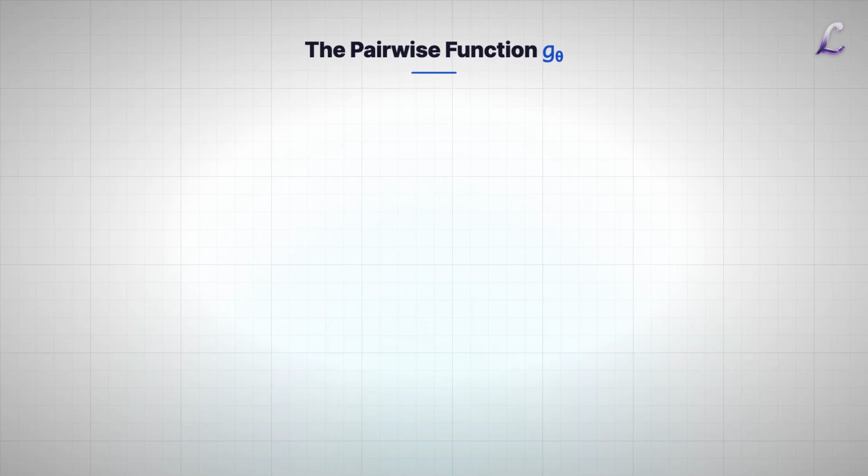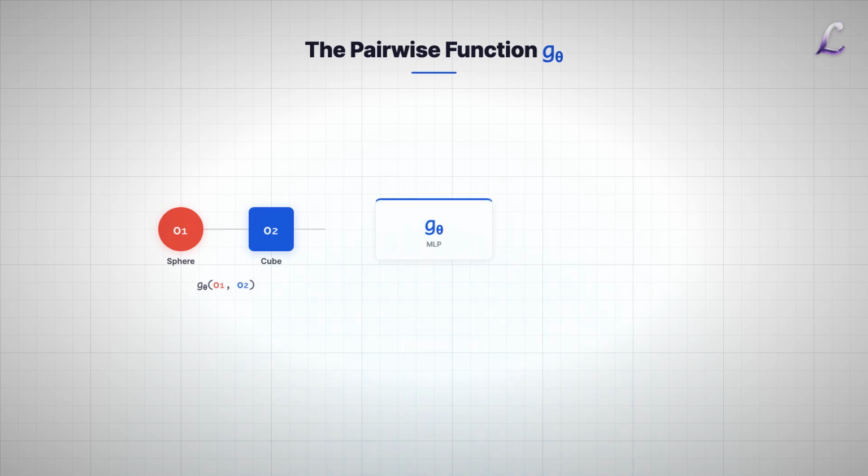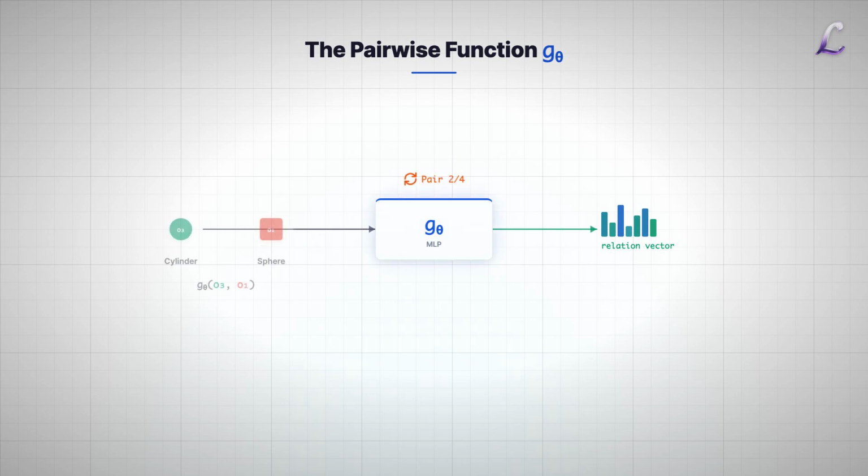Let's start inside the parentheses with g theta. This is a small neural network, a multi-layer perceptron. Its job is to look at exactly two objects, o i and o j, and ask, how are you two related? It doesn't know about the rest of the world. It just looks at the sphere and the cube.